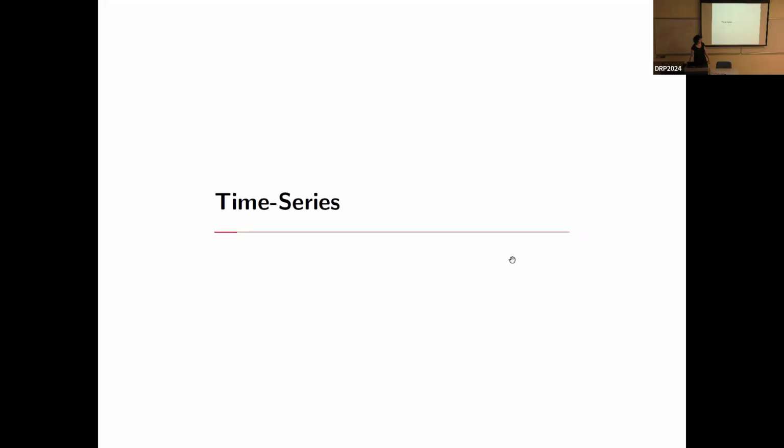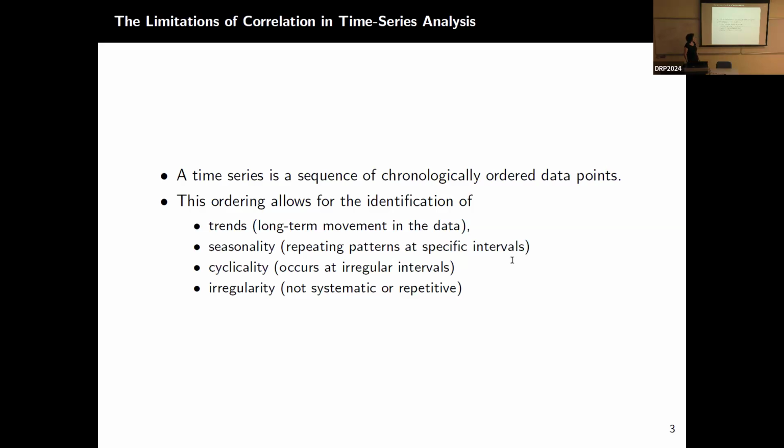So let's start with the time series and its properties. A time series is a sequence of chronologically ordered data points. And this chronological order allows us to identify the trends, seasonality, cyclicality, and irregularity. Trend means long-term movement in the data; it indicates a general increase, decrease, or stability. And seasonality means repeating patterns at specific intervals, like daily, monthly, or yearly. And cyclicality, unlike seasonality, cannot be predicted beforehand very easily because it can change very easily. And let's also mention the irregularity part: it is some variations which are not systematic or repetitive.